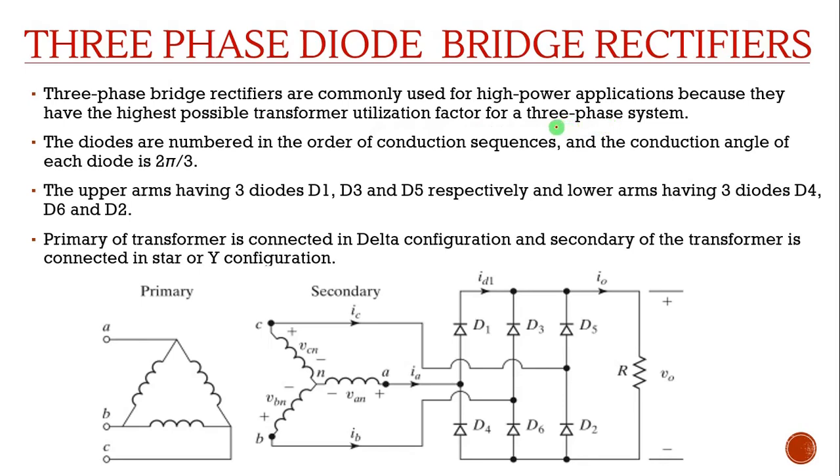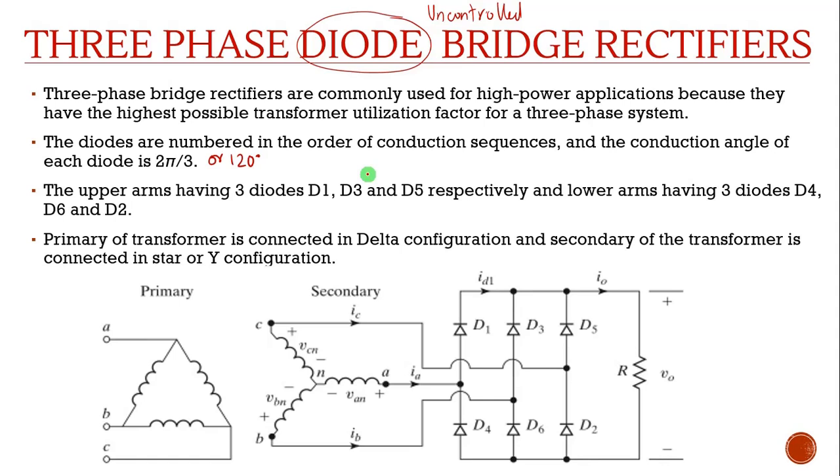Because it is a bridge rectifier, in both half cycles there will be output. We are using diodes in this rectifier, so it will be an uncontrolled rectifier. The diodes are numbered in order of sequence, and the conduction angle of each diode will be 2 pi by 3 or 120 degrees. Here 6 diodes are used.